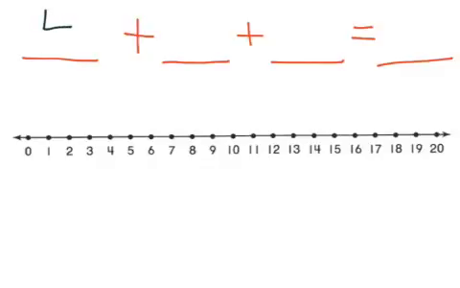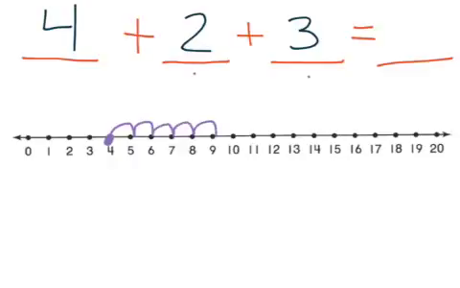Using the same example of 4 plus 2 plus 3, let's look at the number line. Students should put a dot on the number 4 because that's the first number in the equation. They would then hop 2 times because of the number 2. 1, 2. They would then have to hop 3 more times because of the number 3. 1, 2, 3. This means that they've landed on the number 9, so the answer is 9. Let's look at the next strategy.